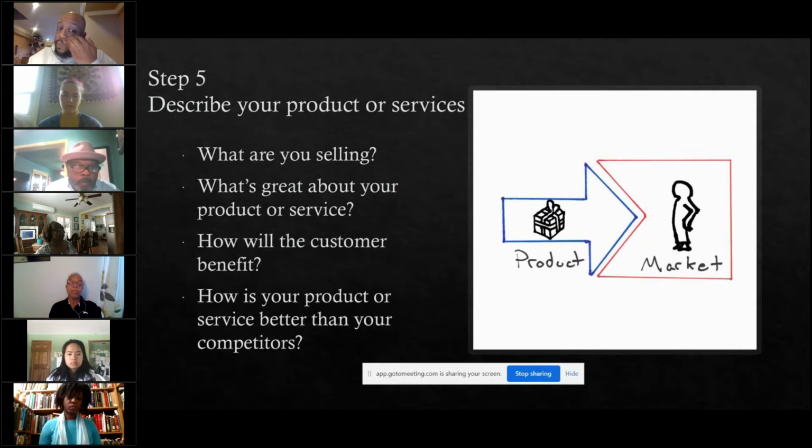How will the customer benefit from you? That you're timely, you're efficient, you provide good customer service, your years of experience, you need to state that as well. How is your product or service better than your competitors? You're affordable, you have payment plans, your years of experience, you're a carpenter and you have pictures of the beautiful work that you've done. You need to think about that.